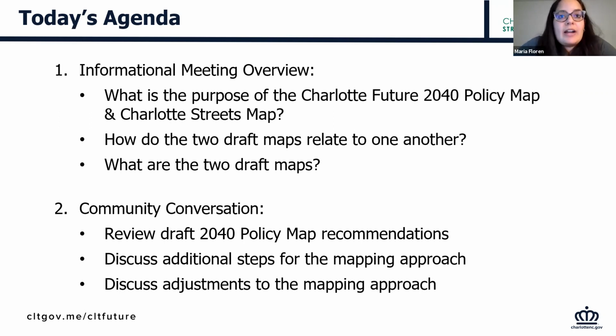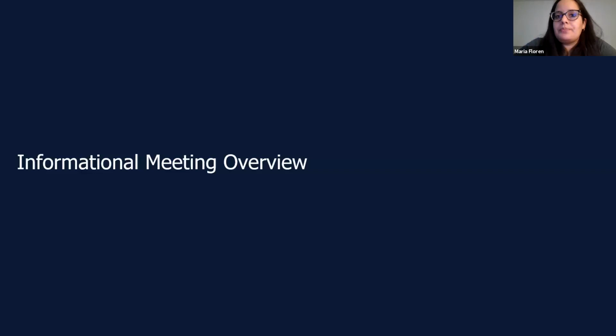But in today's meeting, we'll be providing a brief overview of what was covered in that meeting, including the purpose of the policy map and the streets map and how the two maps relate to each other. The majority of today's meeting, though, will be a community conversation around the Charlotte Future 2040 policy map. We want to provide an up-close look at how the policy map recommendations were developed within this geography. And then we want to talk about how we might revise the citywide mapping approach to make it more accurate and better aligned with the comprehensive plan.